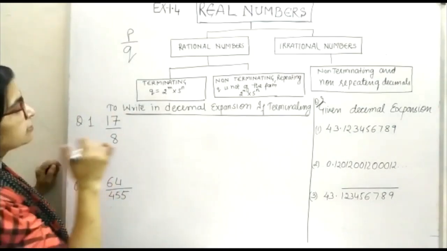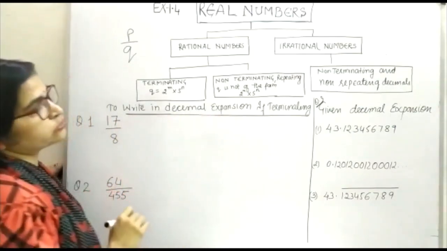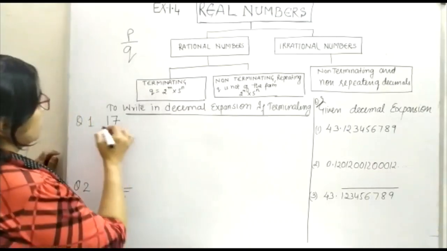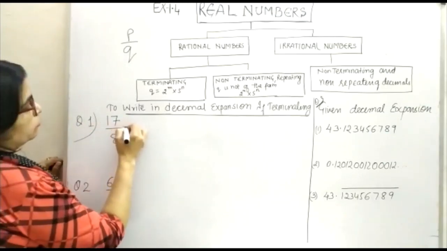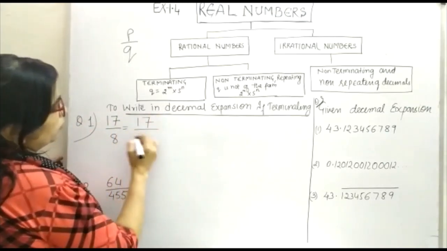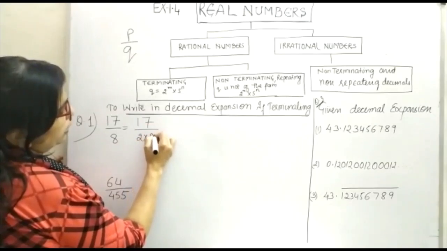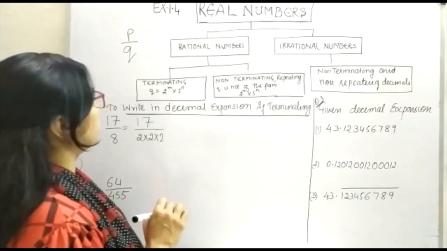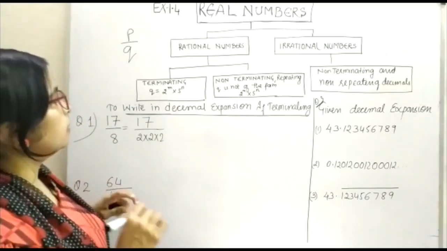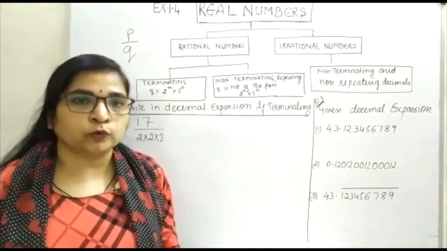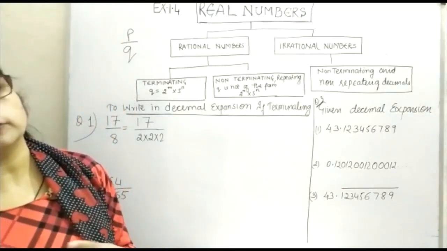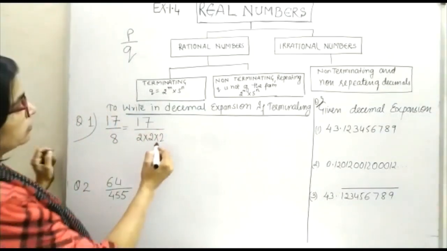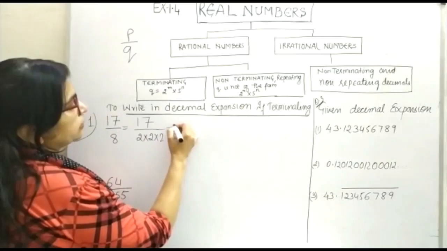Our first question is to write in decimal expansion, if the given number is terminating, without dividing. Now just see here, your question is 17 upon 8. When you see the factors of the denominator, you come to know that it is 2, 2 and 2. So we have three 2's in the denominator. The definition for terminating is that either there should be a factor of 2, or a factor of 5, or factors of 2 and 5. Here all the factors are 2, so this is terminating.